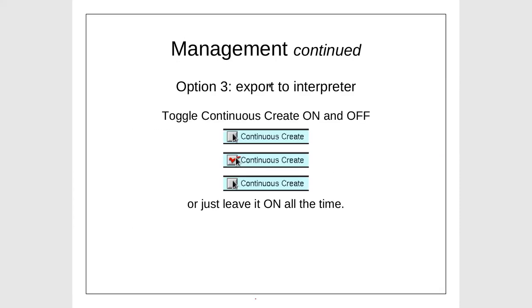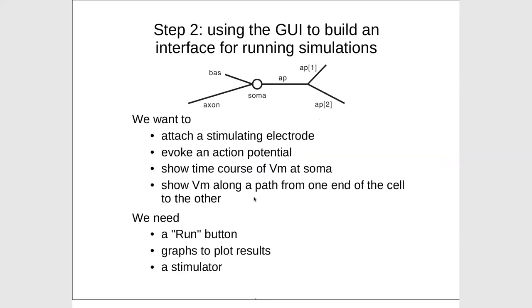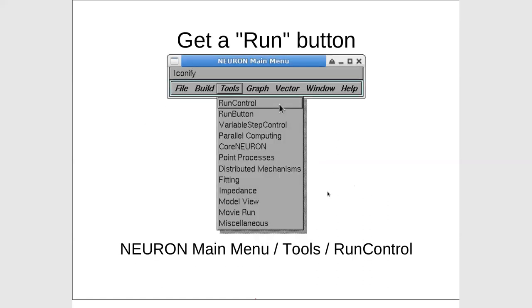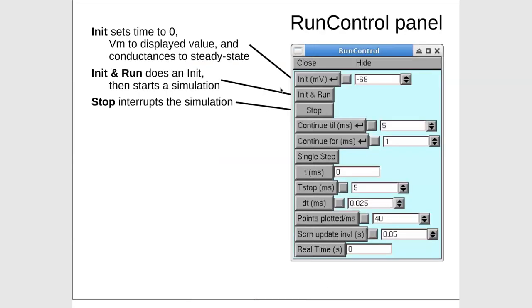Okay, I'm assuming that what we've done is toggled continuous create on and then turned it off or just left it on. Okay. So now we've got our sections. How are we going to do these things? Well, first thing, we get a run control. That's going to give us our run button. In the Neuron main menu toolbar, you click on tools, you scroll down to run control, and you release the mouse button. And sure enough, there's this thing, this run control panel.